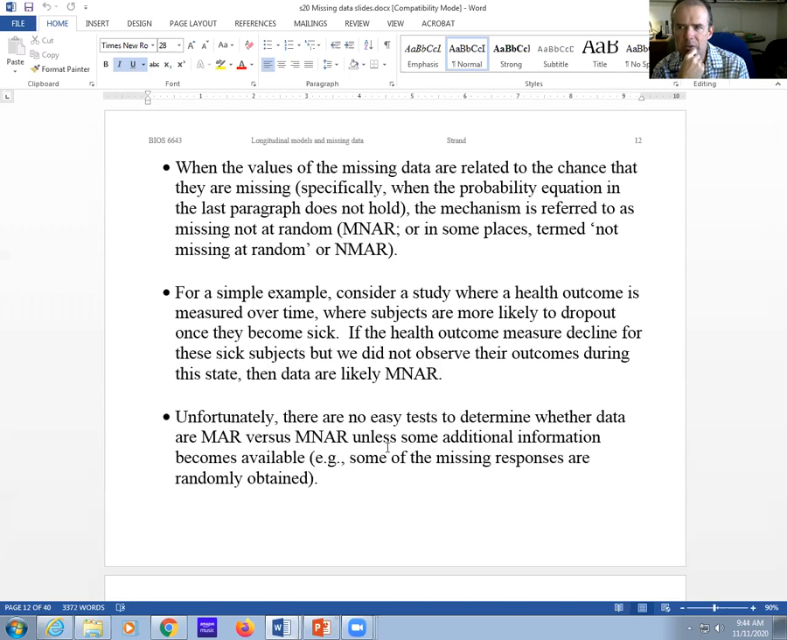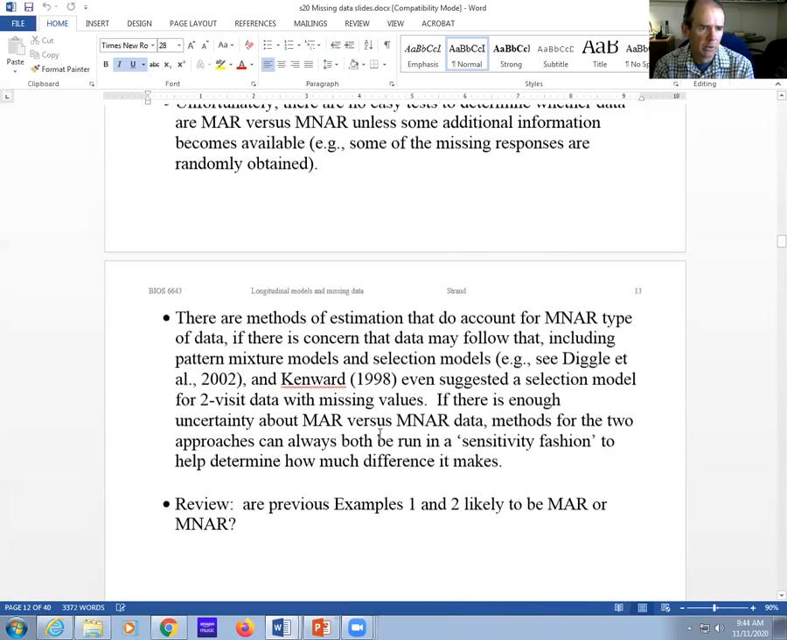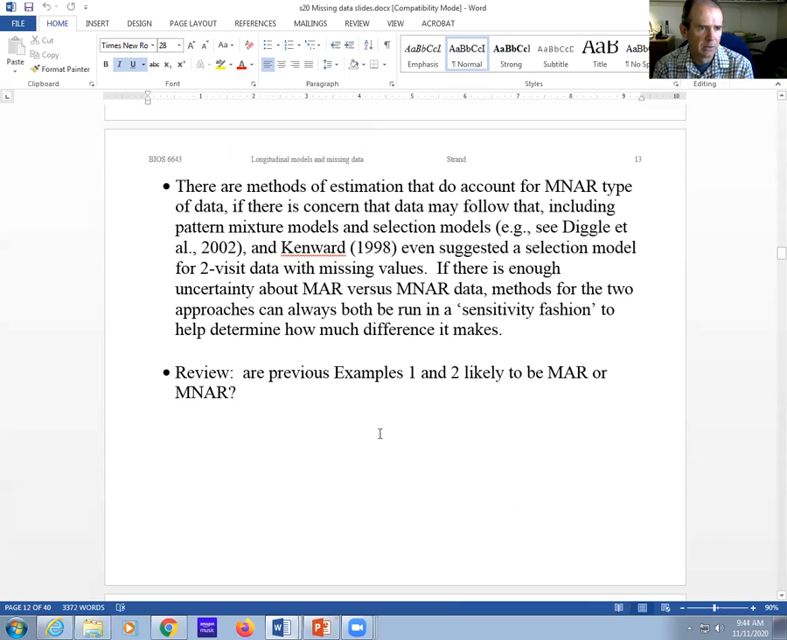But there's going to be some messy data sets where you're going to see a difference, and you may have to use the information you have to try to assess whether there's one type of mechanism that causes missingness or another. So we're going to look at some examples here shortly.